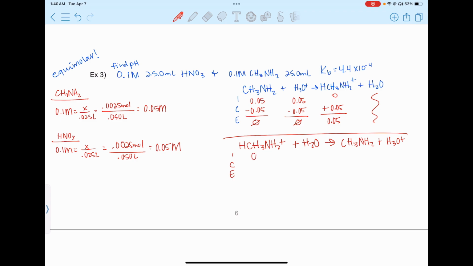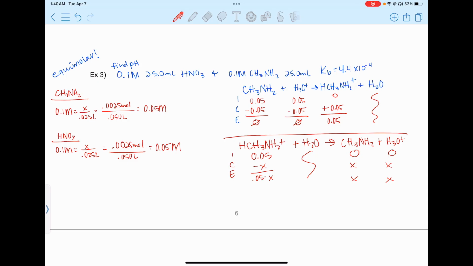And this time I'm going to put that 0.05 as our initial, subtract x, 0.05 minus x, right? Leave out the water, 0, 0. We're going to add x for both of these, giving us x. Now this is that point where we want to set up a K expression so that we can solve for x and we can finally figure out what the pH is. We're running into that problem again.